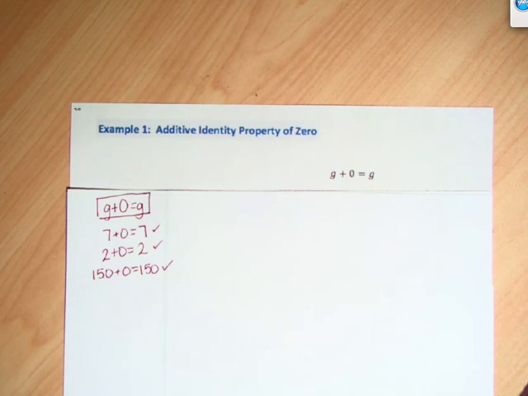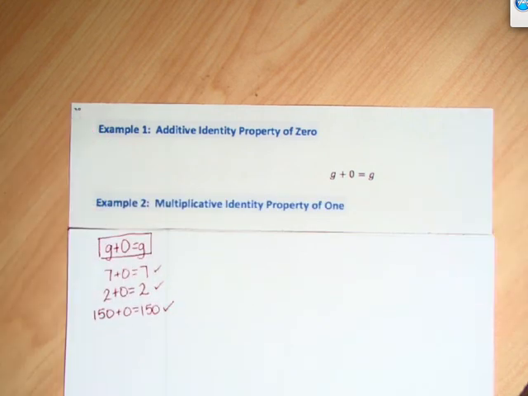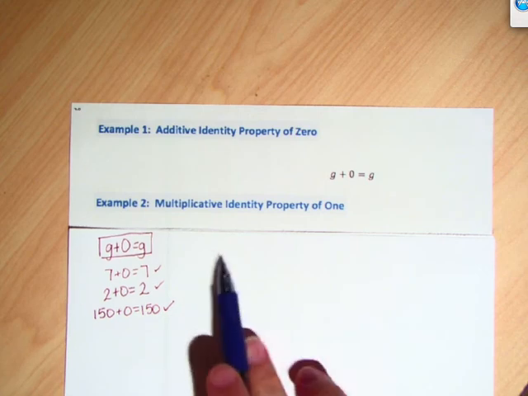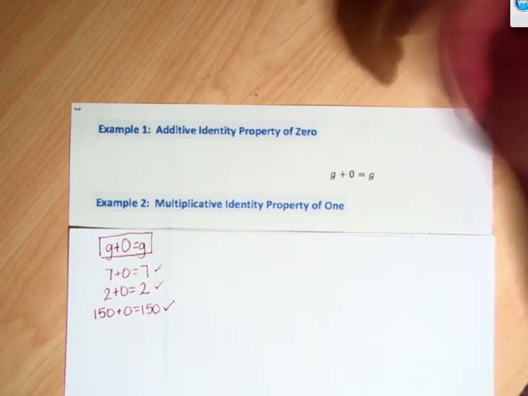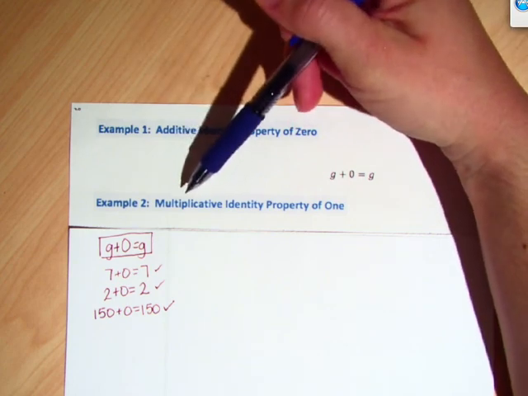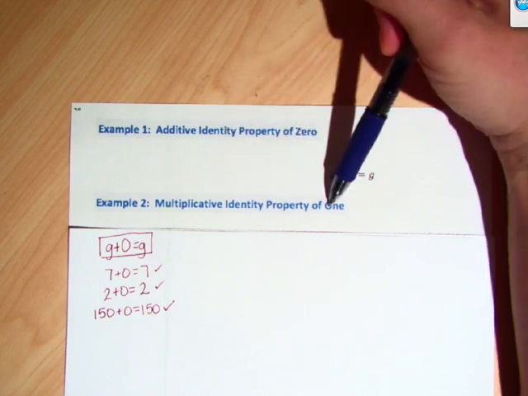Let's take a look at our second example. That one was fairly easy. This one is another vocabulary, and we'll do the same idea here. I'll put it next to this one right here. You can put it in your ISN how you choose. This is the multiplicative, it's a big word, multiplicative identity property of 1. So it's very similar, but this is of 1.